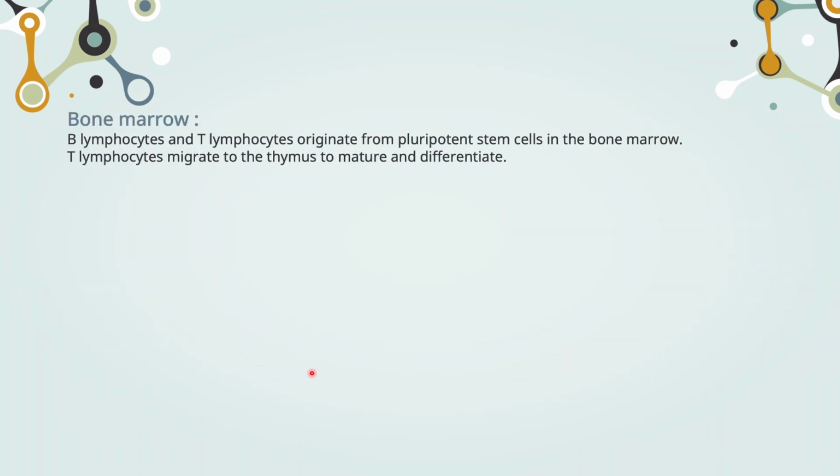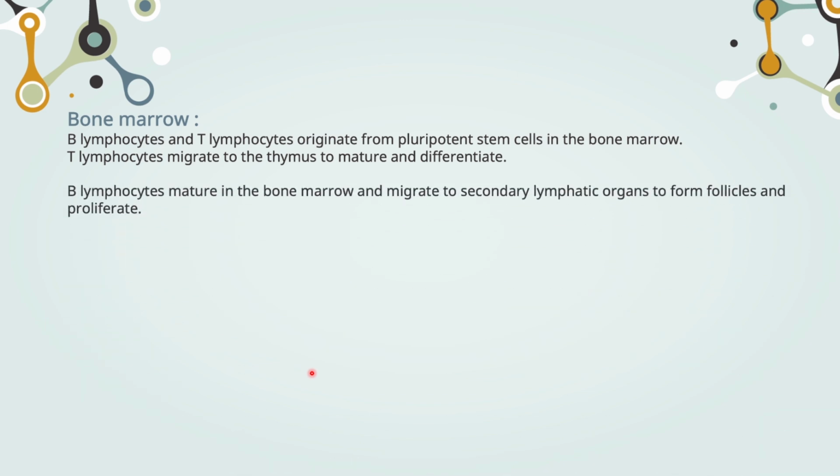Now, we have talked about bone marrow, and from exam point of view, that's all you need to know. It produces B cells and T cells, but B cells, when they are produced, are mature. T cells, when they are produced, are not mature. And this maturation of T cell occurs in the thymus. That's all you need to know.